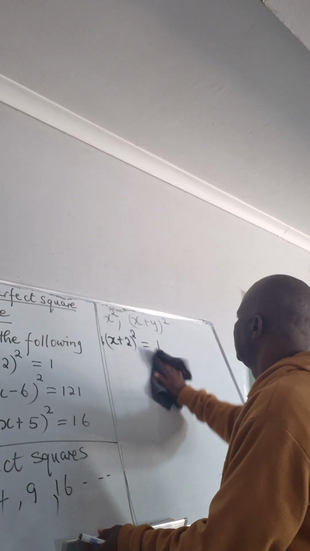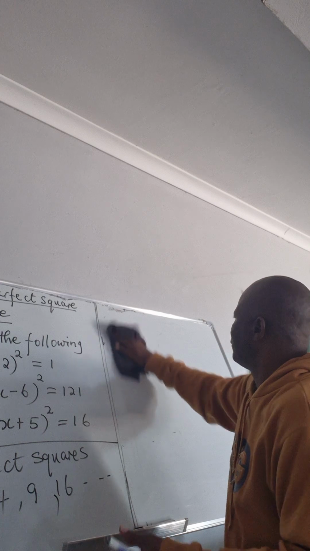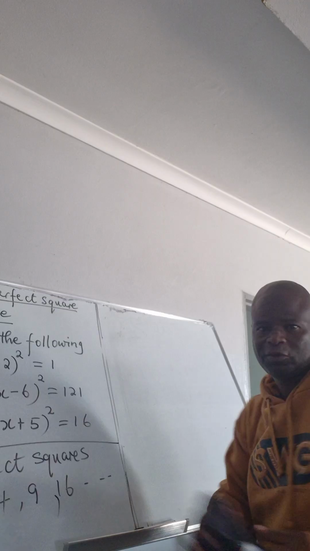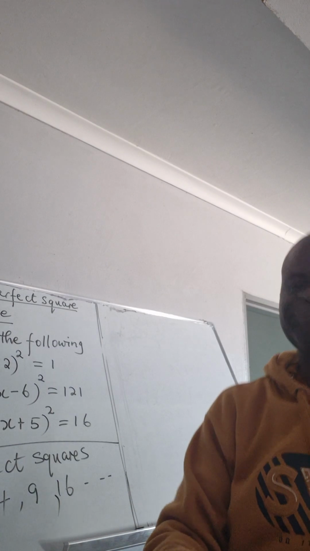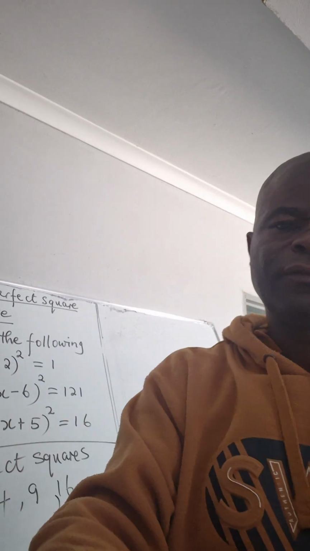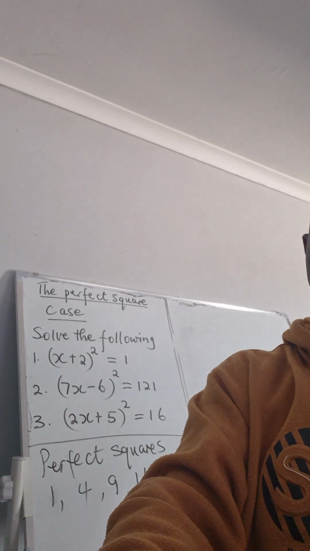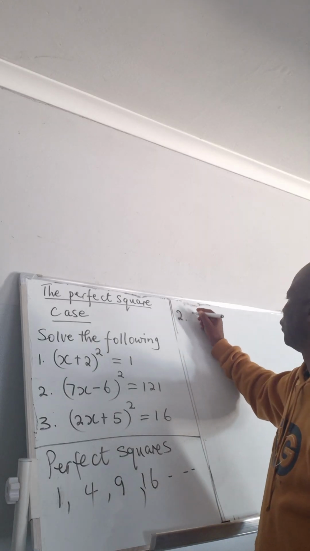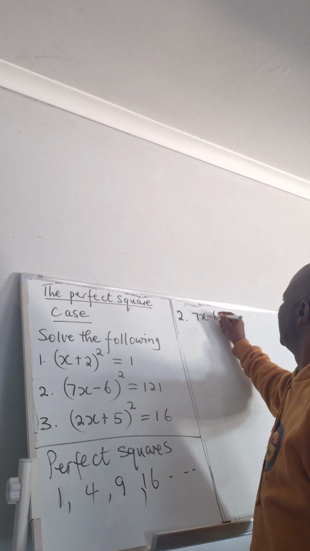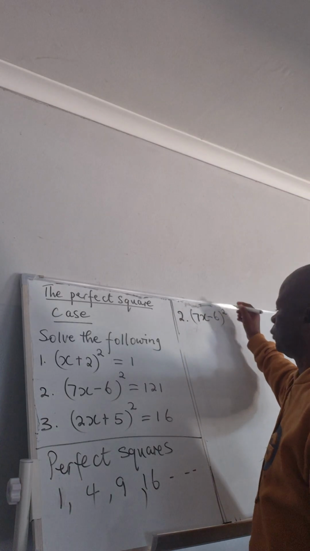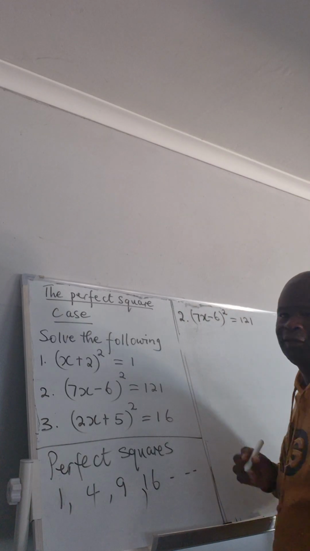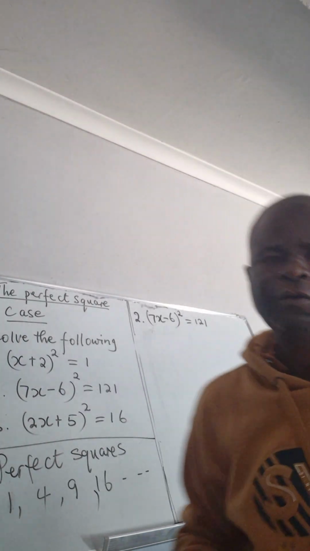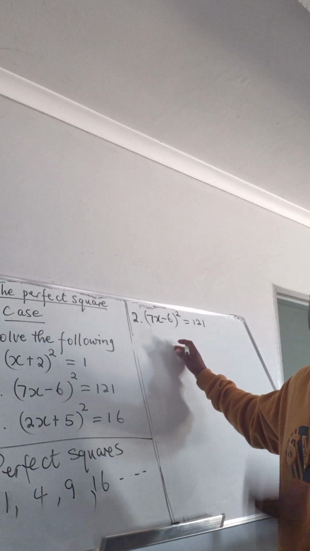All right. Example number 2: solve (7x minus 6) squared equals 121. Right, let's do that one. Find square roots on both sides.